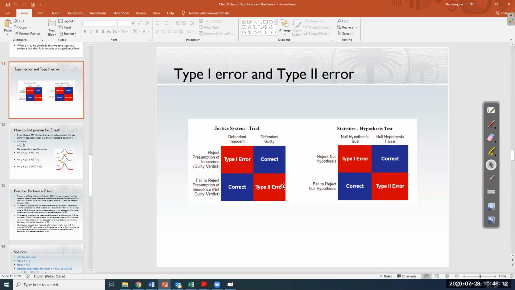On the other hand, if the defendant is guilty and the judge couldn't convict him based on the evidence, then that's another error, but that's a different error than the first one, right? So we call this a type 2 error. In our case, we fail to reject the null when the null is actually false. So you fail to reject a false null, right? So type 1 and type 2, they're both errors. So in real projects, you need to control both error rates to be something that you prefer.